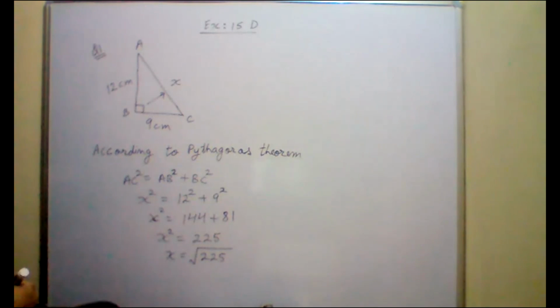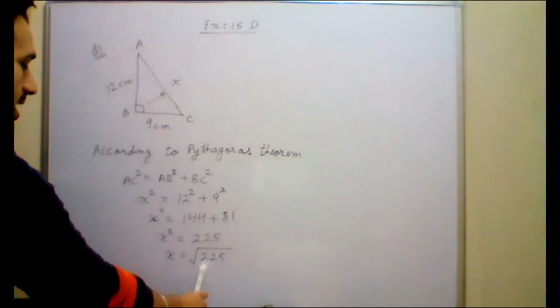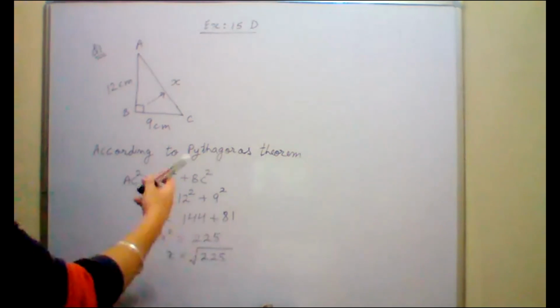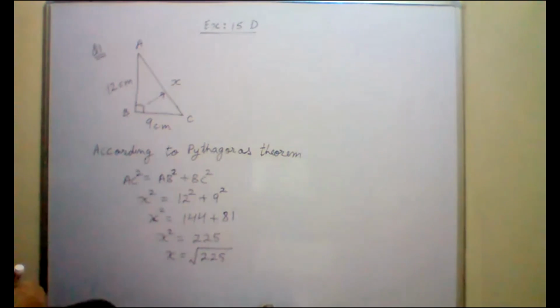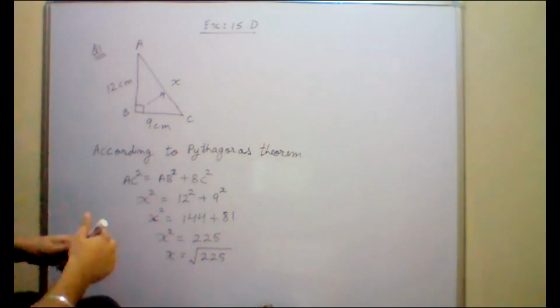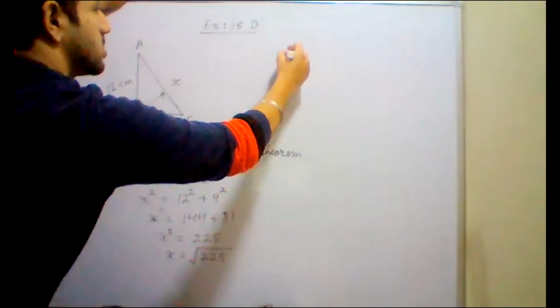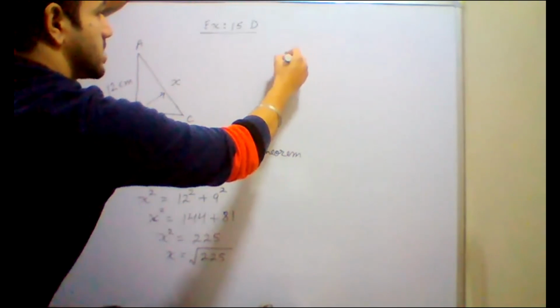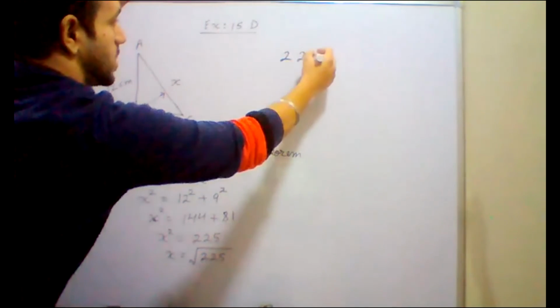You have to think 64 is the square of which number. So think and tell me, 225 is the square of which number? You will not be able to tell it like this. There is a trick for it. So what is the method of finding it? There is a method of finding the square root of 225.